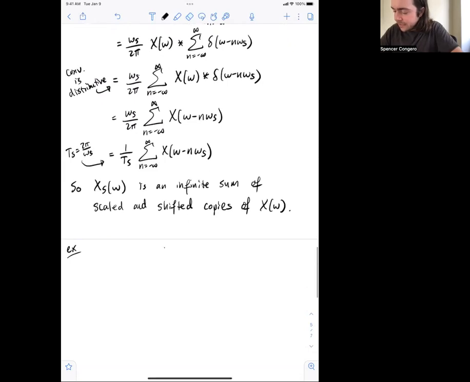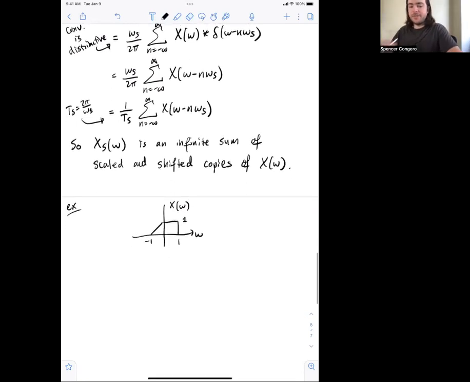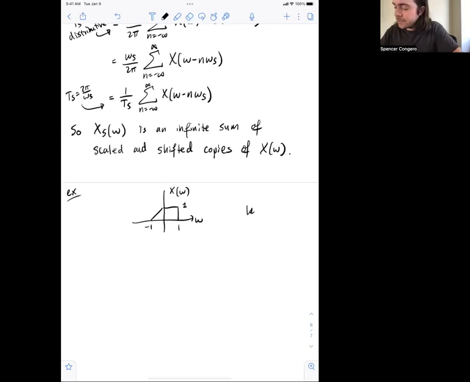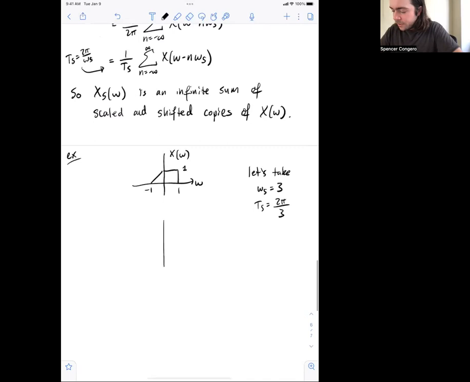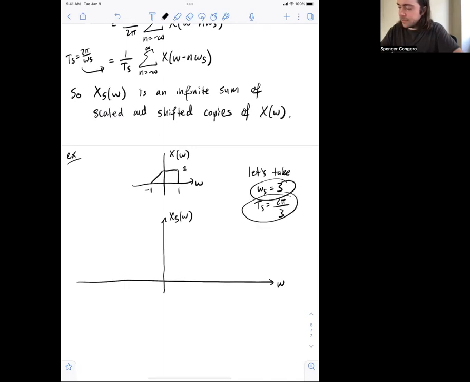So I'll just take a random example. Let's just say x of omega happens to look like this, just so I have something to draw. Okay, just sort of a triangle and a square. And for the purposes of this example, let's just take some values. Let's say the sampling frequency is 3. And so the sampling period is 2 pi over 3. And now let's just draw what would happen in the frequency domain when I sample the signal with this sampling frequency and sampling period.